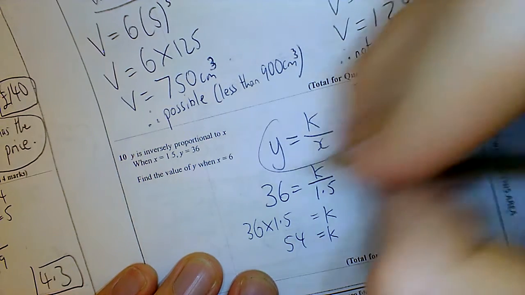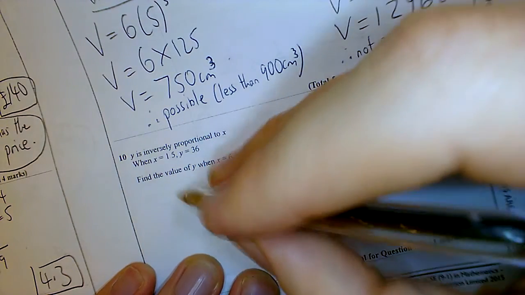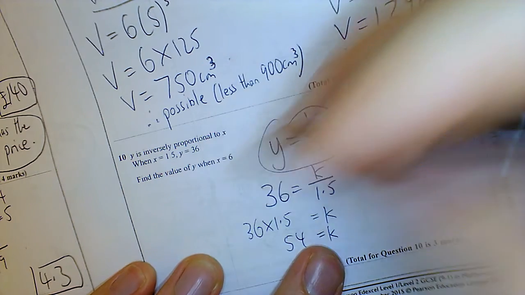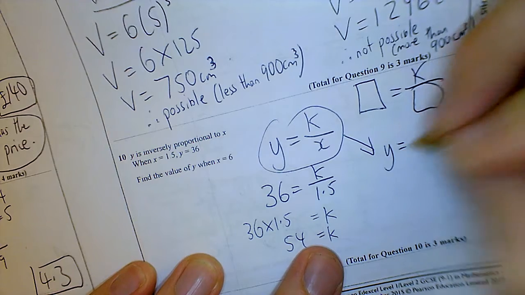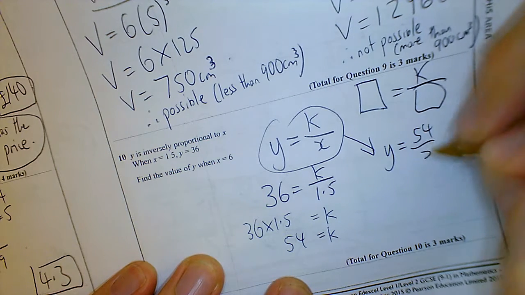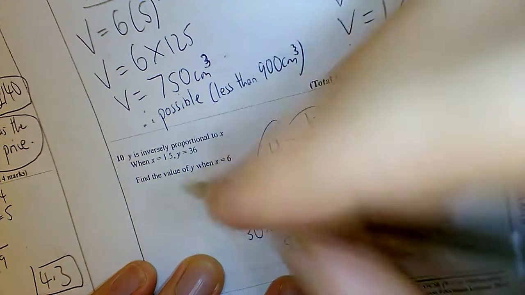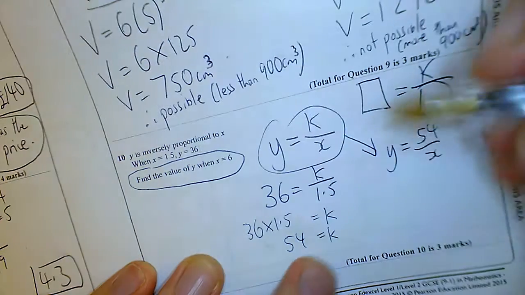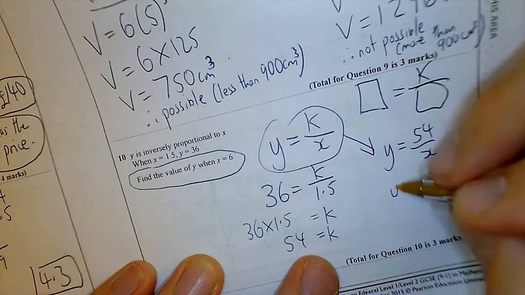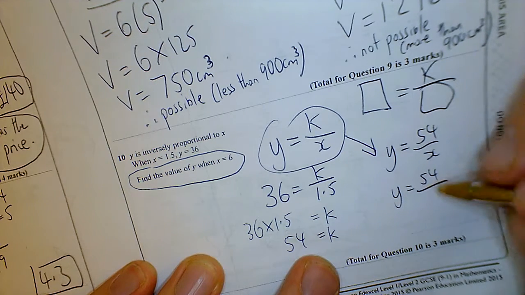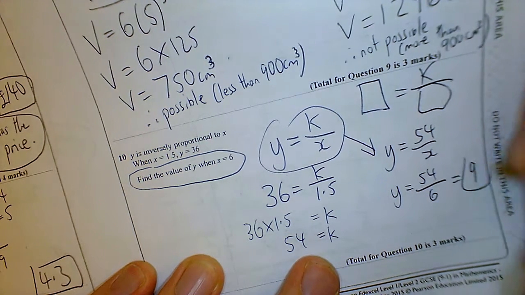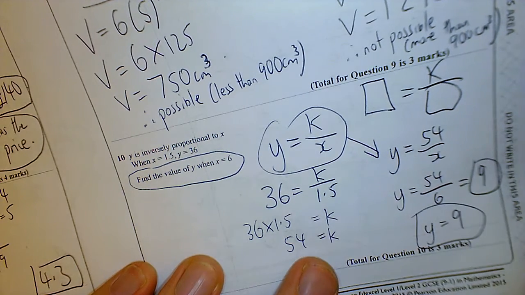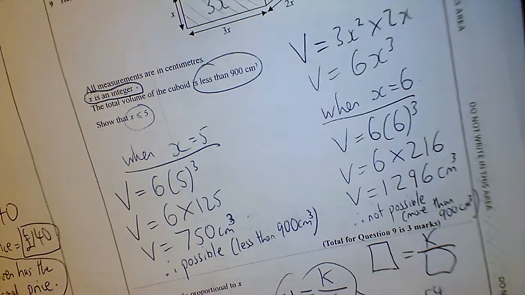Okay, so I can now, instead of saying this, you'll sometimes get this as part A and part B. The end of part A, where it asks you to find y in terms of x, you'd have to then write this out again, but with your actual k value in there. So sometimes that would be the end of part A, and then it would ask you the next bit. In this case, it just goes straight into find the value of y when x equals 6. Well, because we've got our formula now, we can just replace x with 6. And we get y equals 9. Done. Okay, so that's question 9 and question 10.